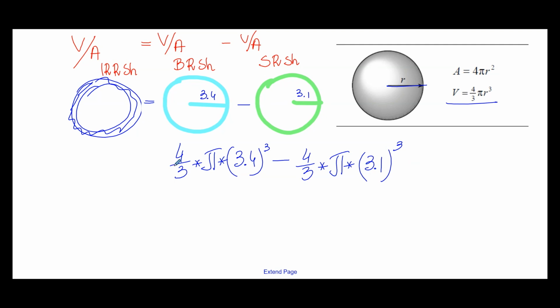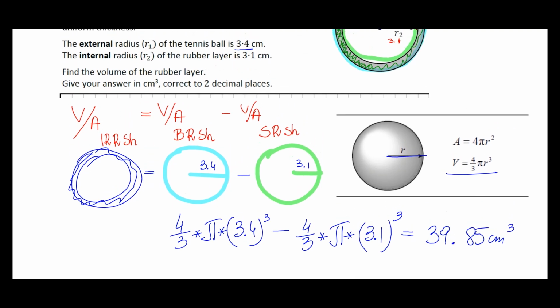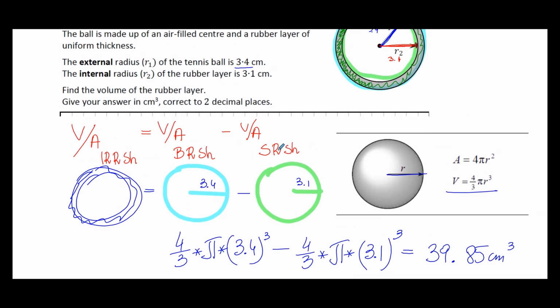We put all of that in our calculator, press equal, and to 2 decimal places we get 39.85 centimeters cubed. So this idea where we take the small shape from the big shape is happening very often in your exam. And always the same: from the big, we take the small and we are left with the odd shape.